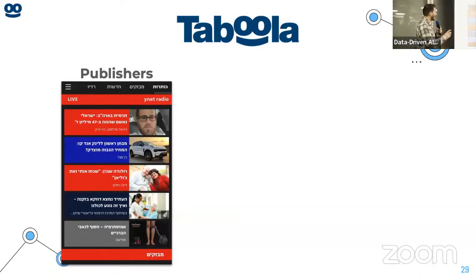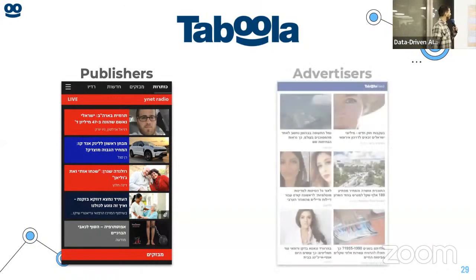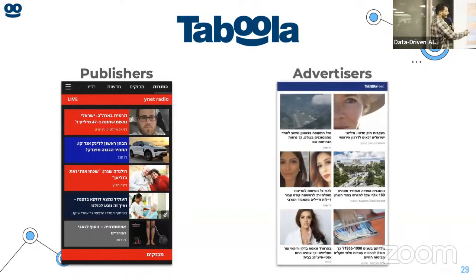What it means is that we have two types of customers. The first one is publishers like news sites, you know, Ynet, CNN, NBC, MSN.com, that have news articles. And the other type of customers that we have is the advertisers. The goal of the advertiser is to sell their product or service, but by putting the advertisement in the news place. So these are the customers that we focus on.